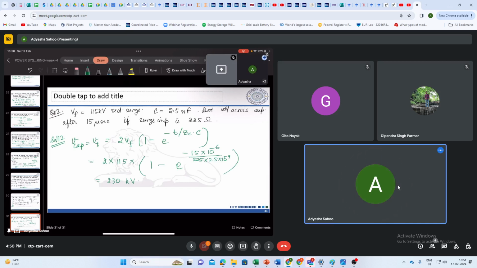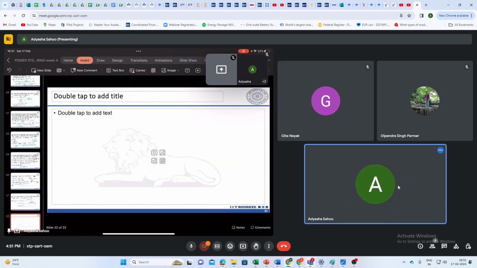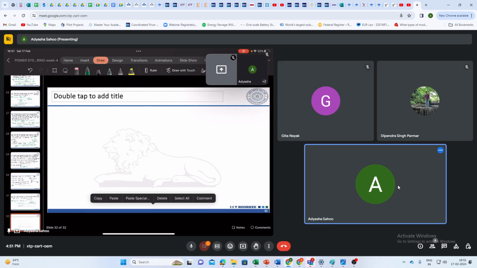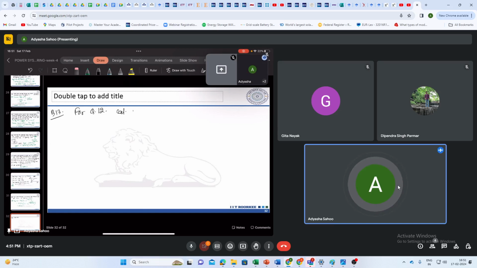Now again, if I calculate for the same question, question 13, for question number 12, calculate the reflected voltage after the same 15 microseconds.